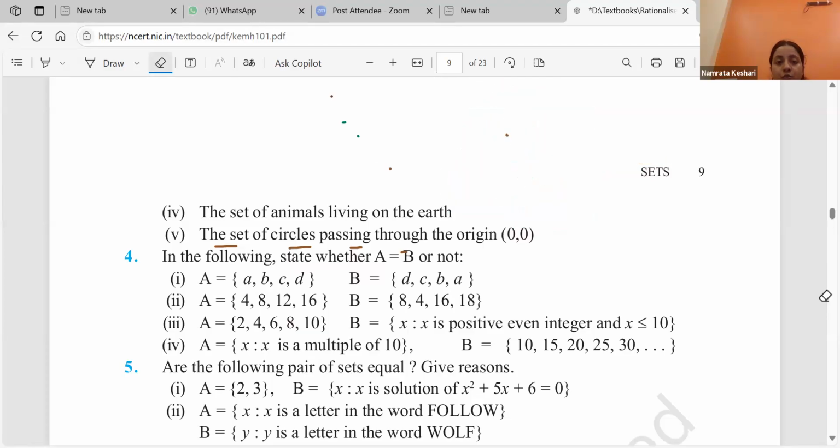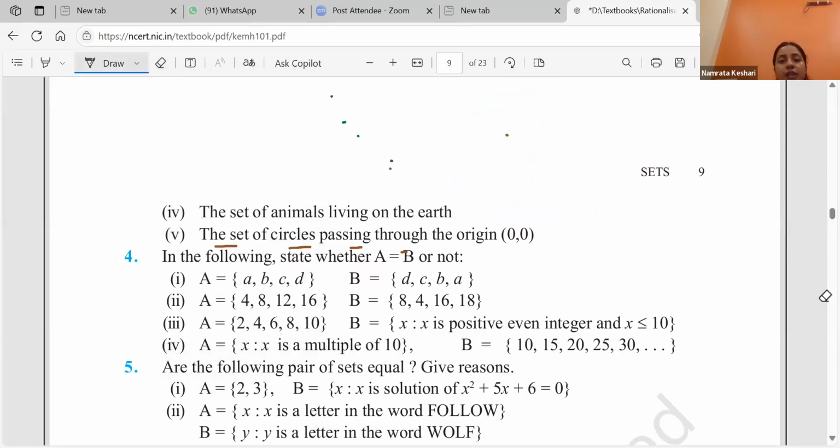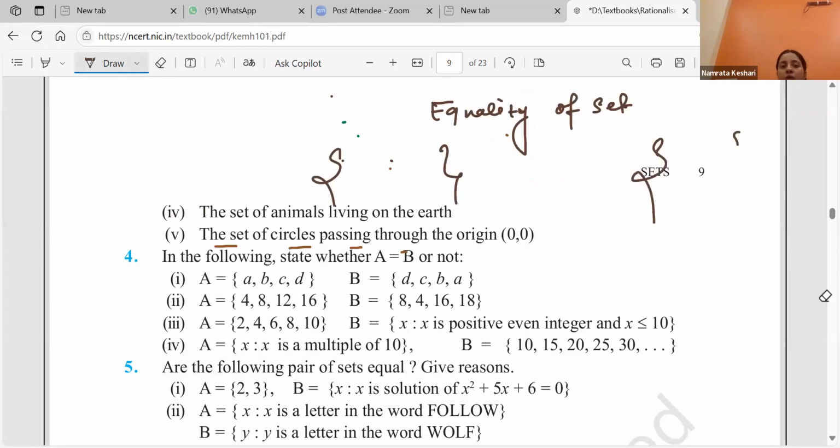Now, equality of two sets. If we are talking about equality of sets, we just have to check whether the elements over here and the elements over there are the same or not. It doesn't matter if it is written in the same manner.